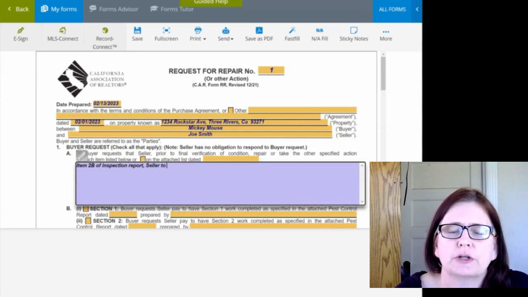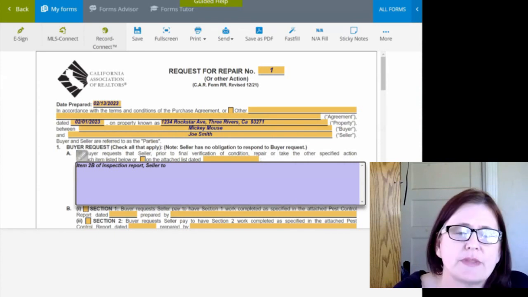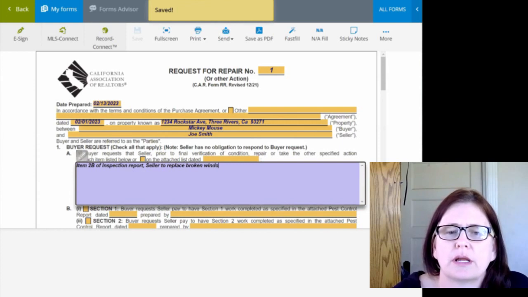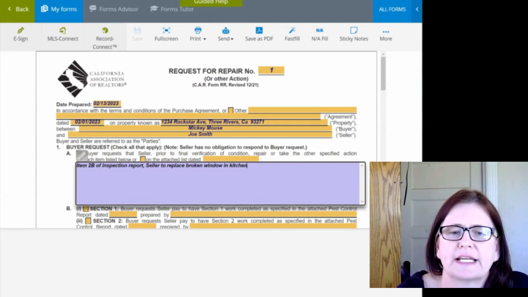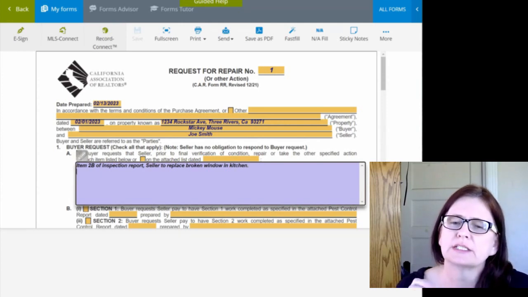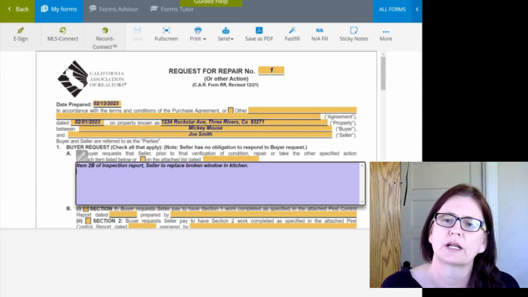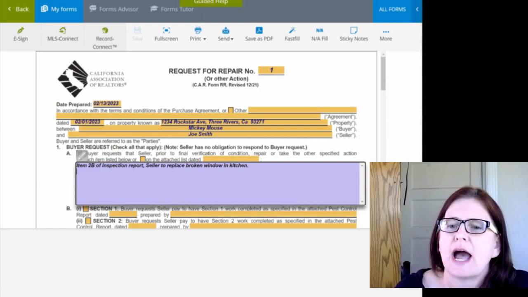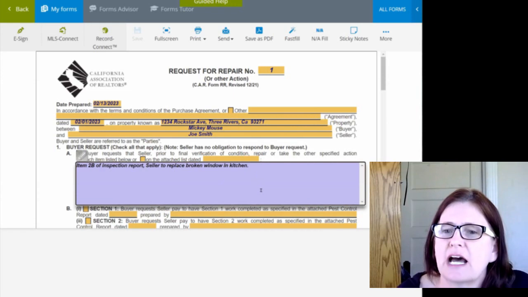Seller 2, and I'm guessing if it's a broken window, I want the seller to replace it, right? So I'm going to put replace broken window in kitchen. So now this way, the seller knows exactly what I'm talking about, and they can even reference the inspection report that shows them, usually they'll have a picture of it. Now let's say that it's a ceiling fan that's not working.